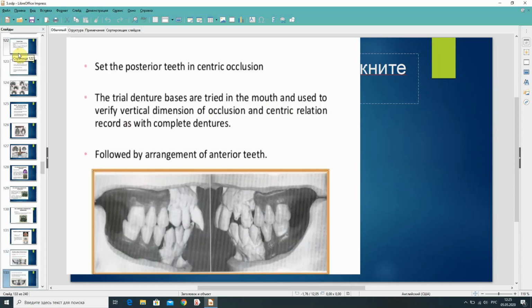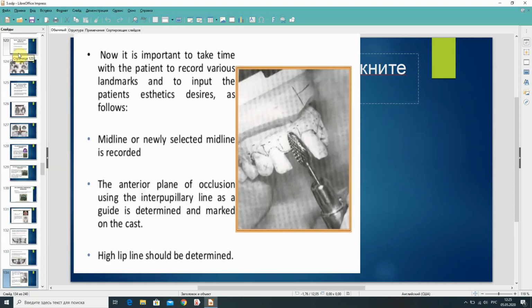Set the posterior teeth in centric occlusion. The trial denture bases are tried in the mouth and used to verify vertical dimension of occlusion and centric relation record as with complete dentures, followed by arrangement of anterior teeth.